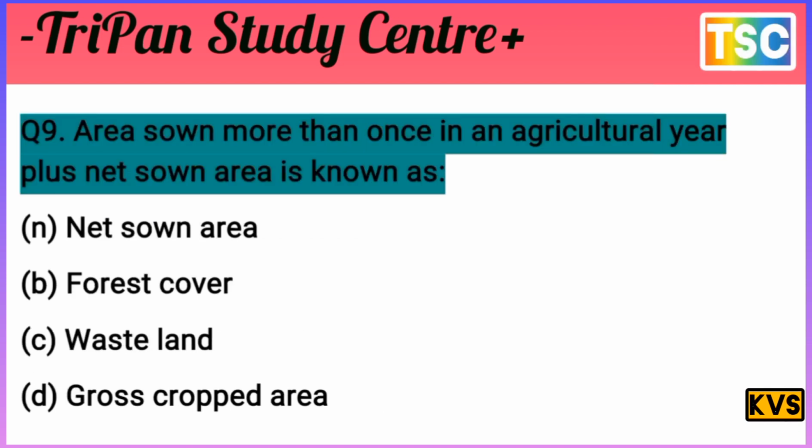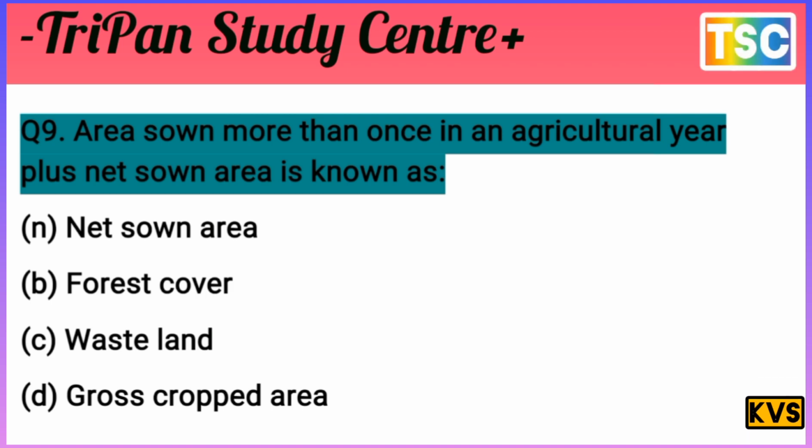The next question: area sown more than once in an agriculture year plus net sown area is known as. You know that the question is most interesting here. Area sown more than once in an agriculture year plus net sown area is known as. First, A, net sown area. B is forest cover, C is wasteland, and D is gross cropped area. You know that is important.